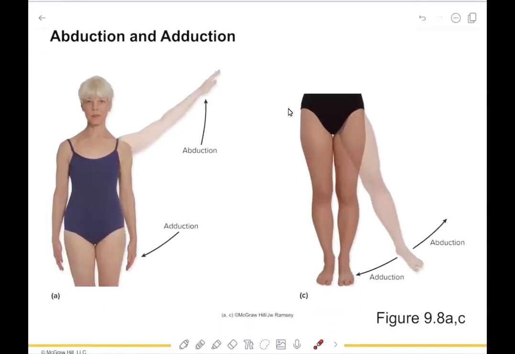Abduction is taking a limb away from the body, and it commonly happens with the shoulder joint and the hip joint. So this would be abduction, to take away. Bringing the limb back to her side would be adduction. For the lower leg here, to take away the leg from the midline of the body would be abduction, and to return it to its original position would be adduction.